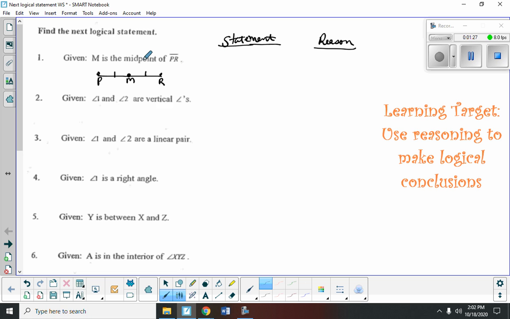Here it's a midpoint, so what do you know? That segment PM is congruent to segment MR. Why did we figure that out? Because of the definition of midpoint.